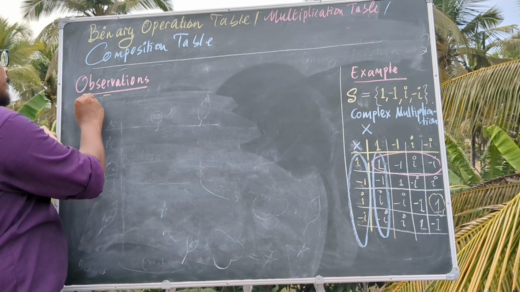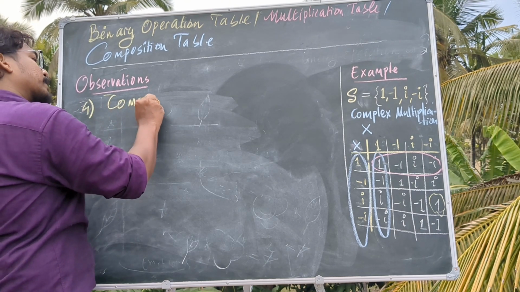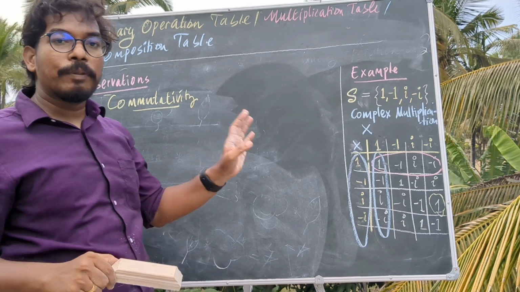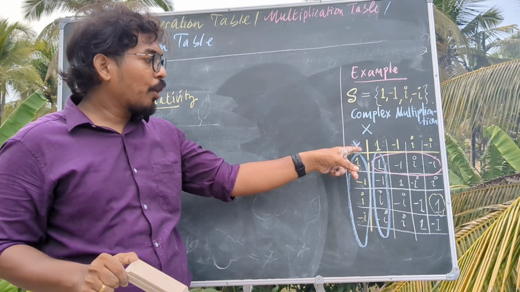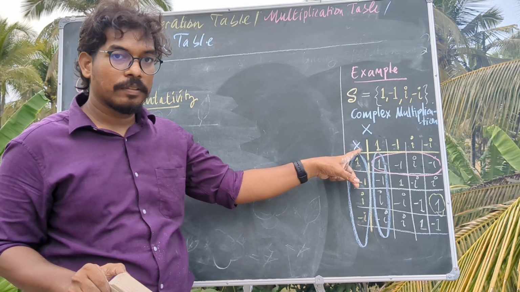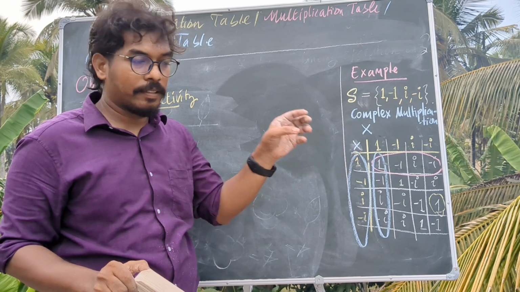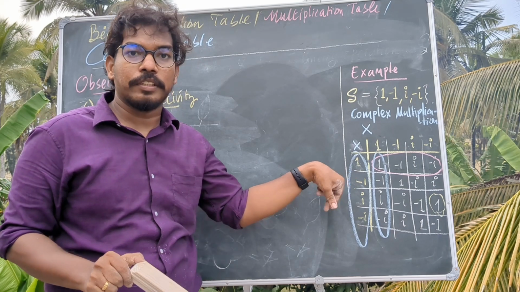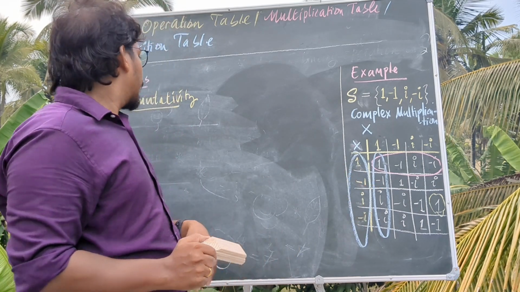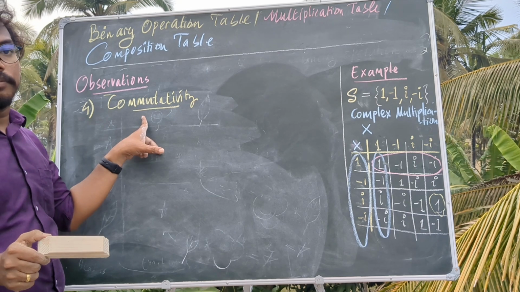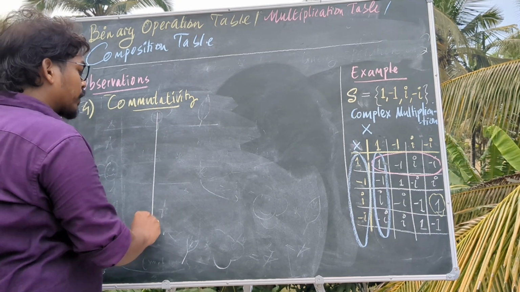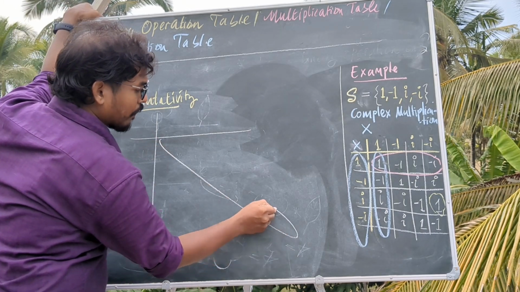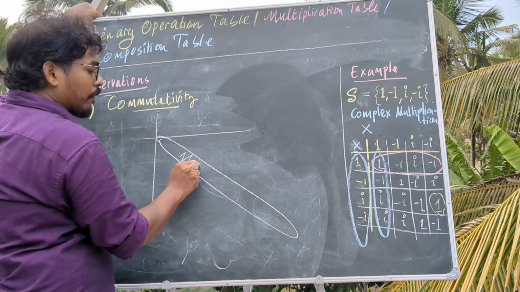Now let me erase this. We have commutativity. So from the operation table, you can check whether the operation is indeed a binary operation or not. Second, we can find identity if there is one, and after that, if identity is there, I can find inverses if they exist. Then we can also check the commutativity property. What is the procedure? Check the operation table. This is our main diagonal.